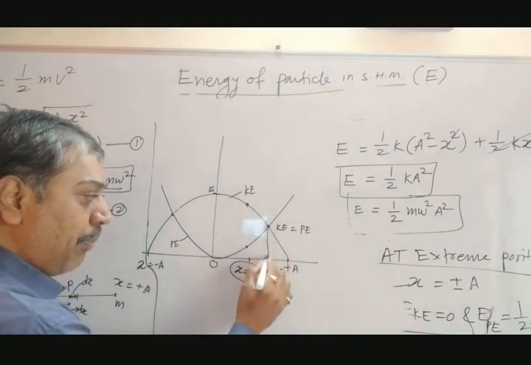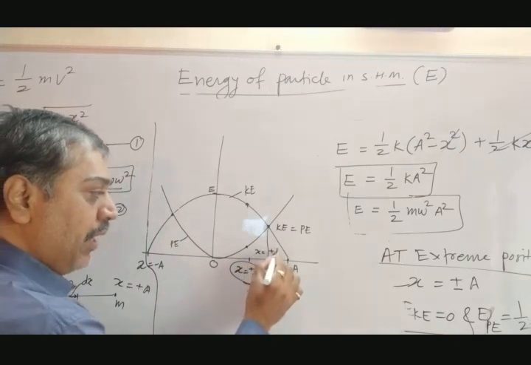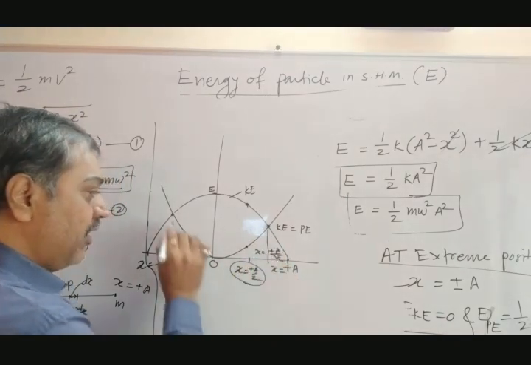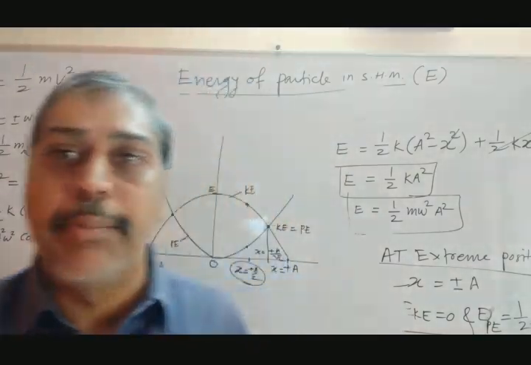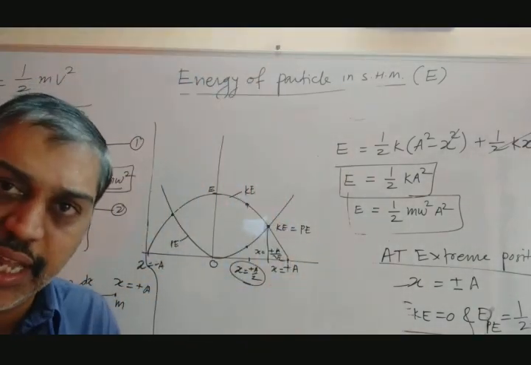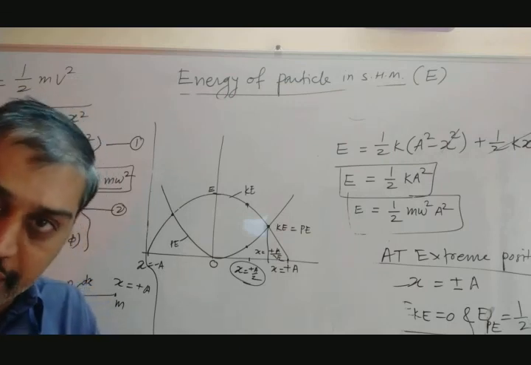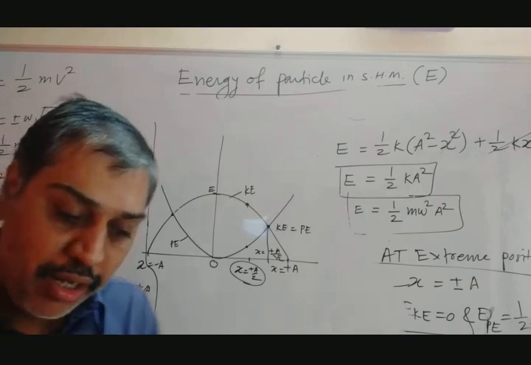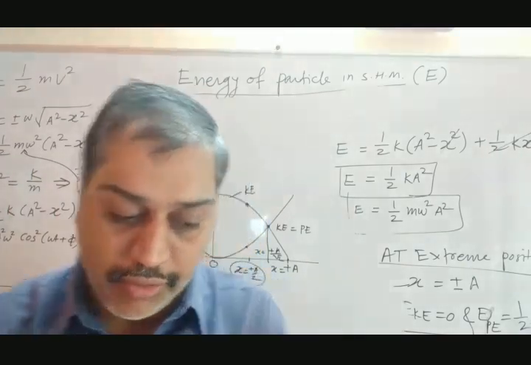If we draw the perpendicular here, the value of x is plus a by root 2. Here it is minus a by root 2. Same thing they have mentioned, and this diagram represents the variation of potential energy and kinetic energy, how they vary with the total energy. But remember, total energy is always constant. That must be remembered. Let's go further.